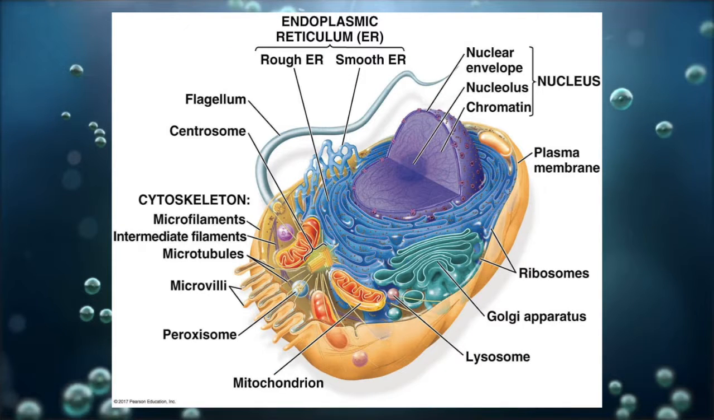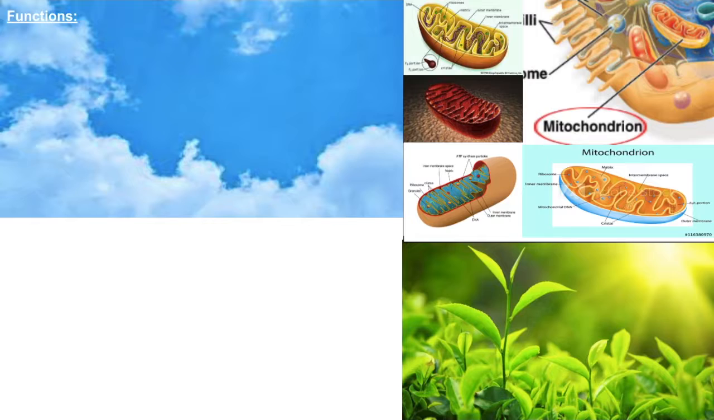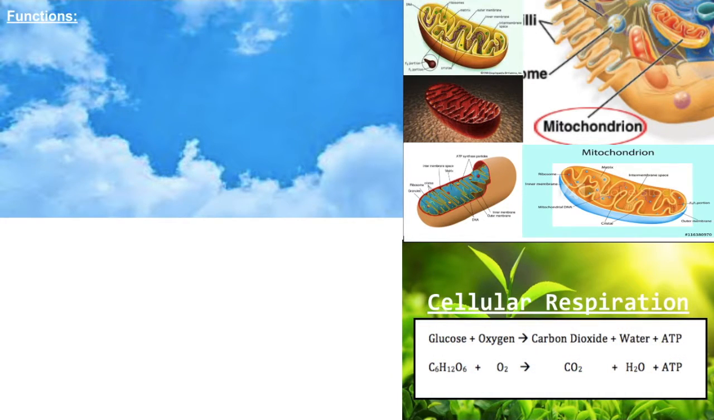Next on the list is the mitochondria. Wait, mitochondria? Mitochondria, yeah, sorry. Overall, the mitochondria... I don't think I'm saying that right. Mitochondria. They're basically like the powerhouse of the cell. It's basically the place where cellular respiration takes place. That word. There's the formula, just in case you don't know.